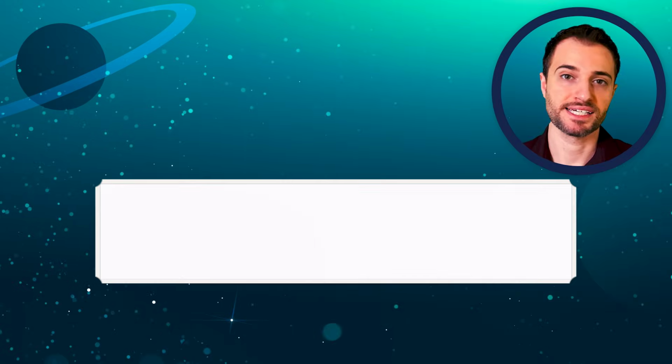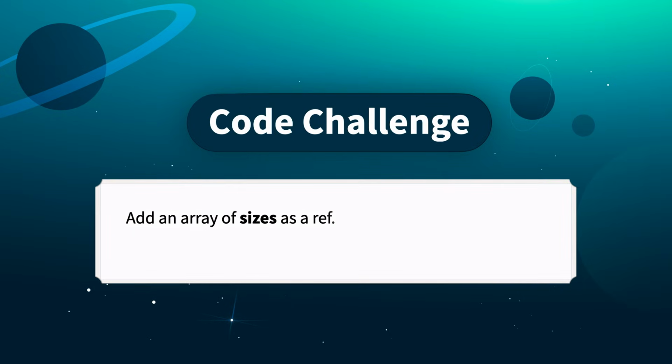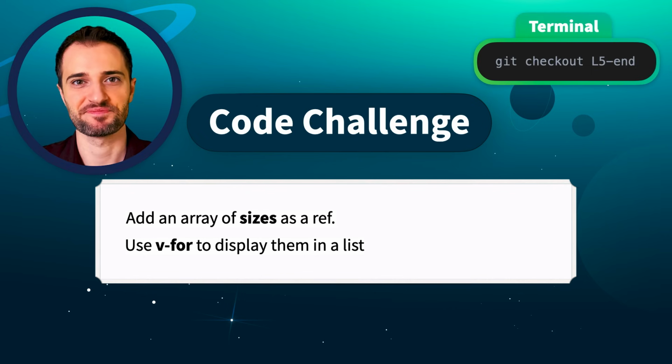So that's it for this lesson on list rendering, and now for our coding challenge. Add an array of sizes as a ref, then use v-for to display them in a list. As always, you can check out the ending code at L5-end.